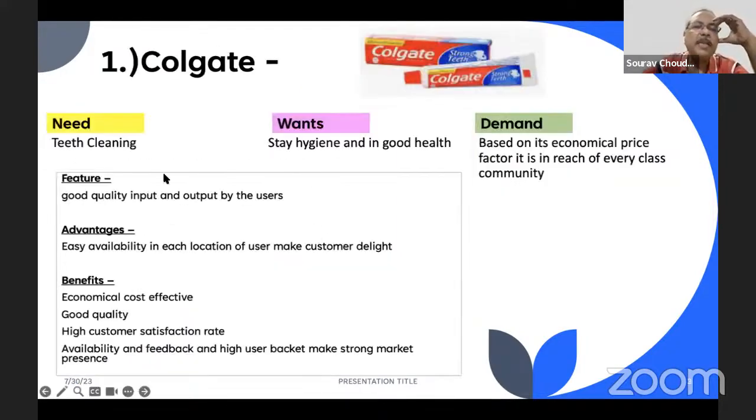Anyway, so needs, wants, demands. Need. Okay. What is the need? Teeth cleaning is the need. Think about need on the basis of Maslow's hierarchy. So teeth cleaning is what? Why do we clean our teeth? What is the need of cleaning the teeth?